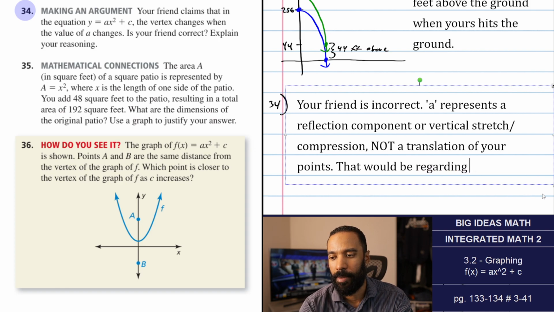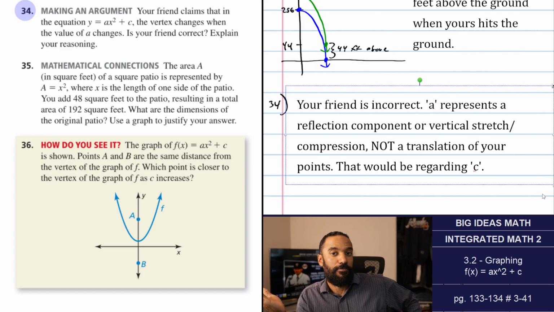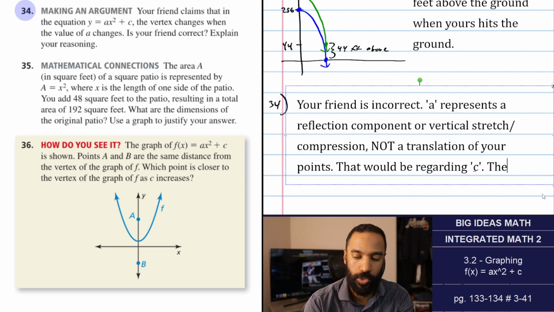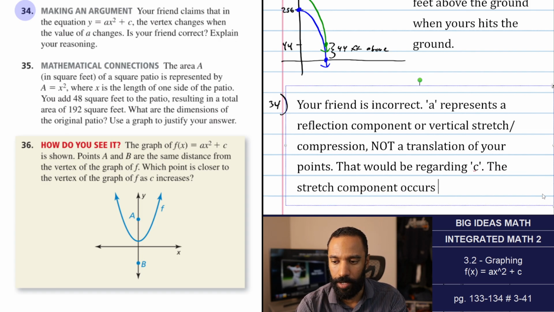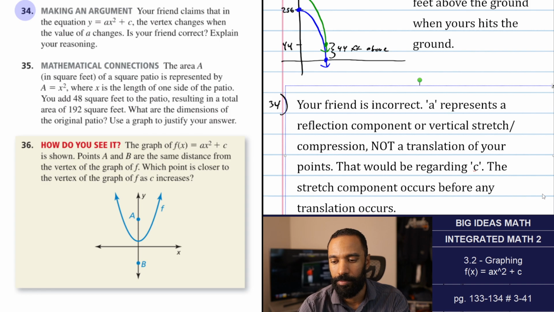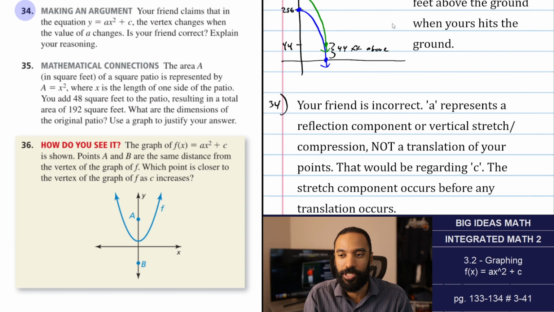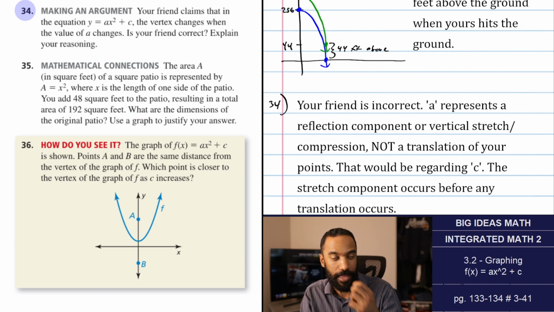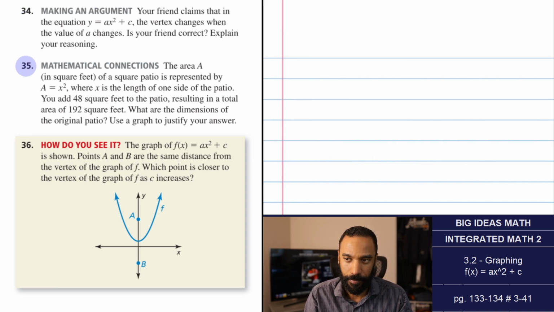Now, I'm just giving information. I didn't mention why that is. It's because we stretch and stuff before we translate things over. The stretch component occurs before any translation occurs. When I plug in 0 for x, 0 squared is 0, times a is still 0. The a is not going to change where that goes. But then plus 2, it becomes plus 2. And that happens after, in order of operations. I think that's the best I can say for now.